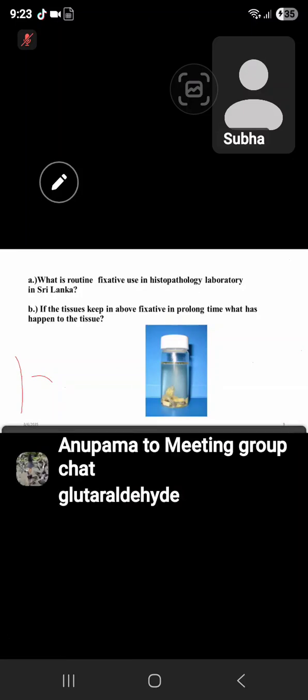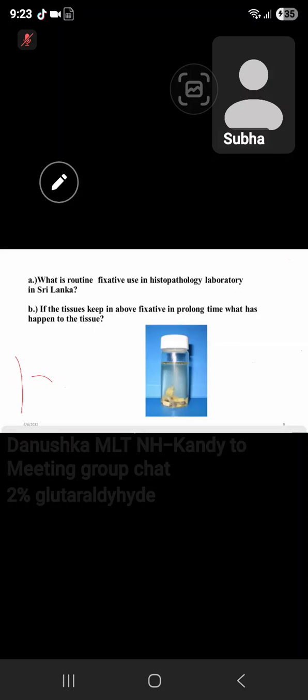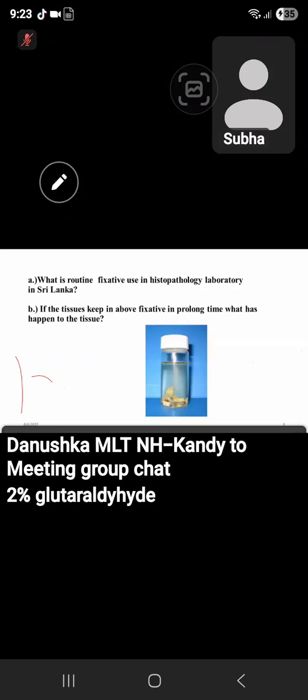For electron microscopic studies, what is the fixative we have to use? What is the most suitable fixative? So you have to write the concentration, my dear. Yes, 2 to 4% glutaraldehyde. Yes, correct.